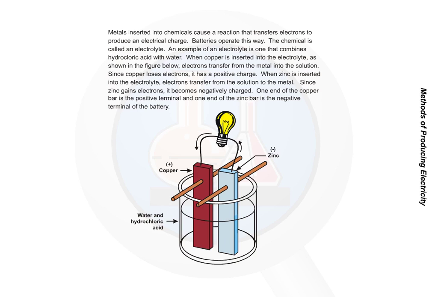When copper is inserted into the electrolyte, as shown here, electrons transfer from the metal into the solution. Since copper loses electrons, it has a positive charge. When zinc is inserted into the electrolyte, electrons transfer from the solution to the metal. Since zinc gains electrons, it becomes negatively charged. One end of the copper bar is the positive terminal, and one end of the zinc bar is the negative terminal of the battery.